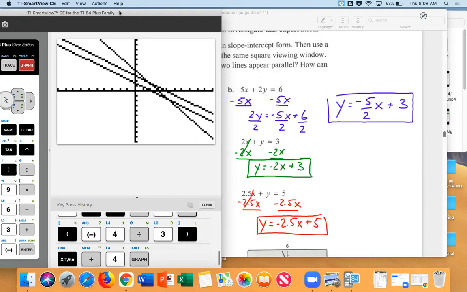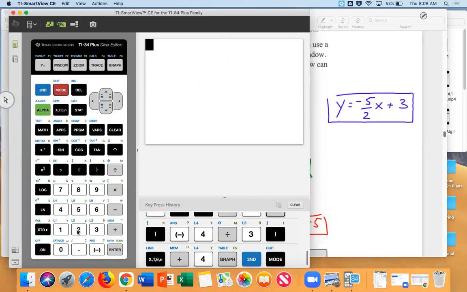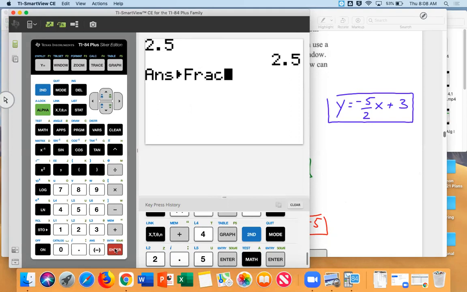Okay. Now, the thing here is this is a decimal, right? We don't write our slope as decimals, do we? We typically write it as a fraction. So what you're going to want to do is take 2.5, plug it in your calculator, and hit math, enter, enter, meaning this. Okay? So we don't want 2.5. So I type in 2.5, I hit enter. I'm going to go up to math. I'm going to hit math, enter, enter. So it was -5/2 for the last one.